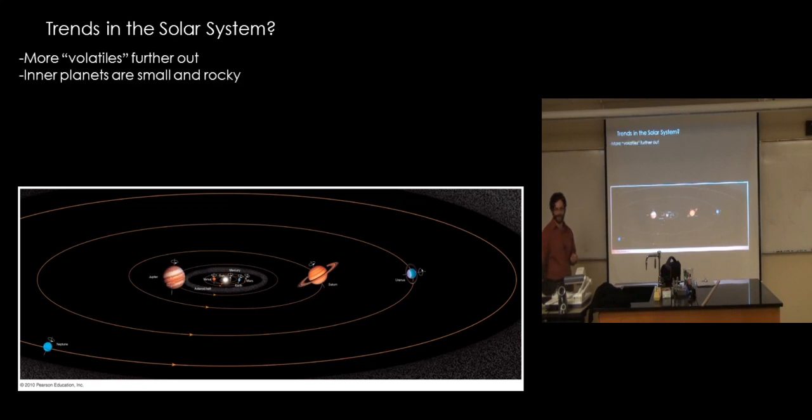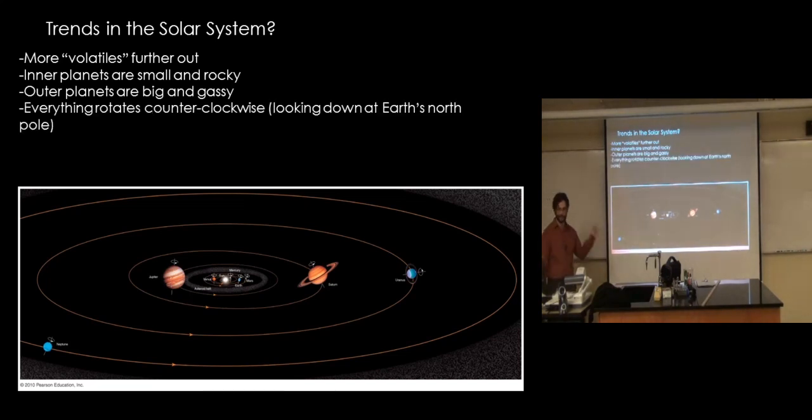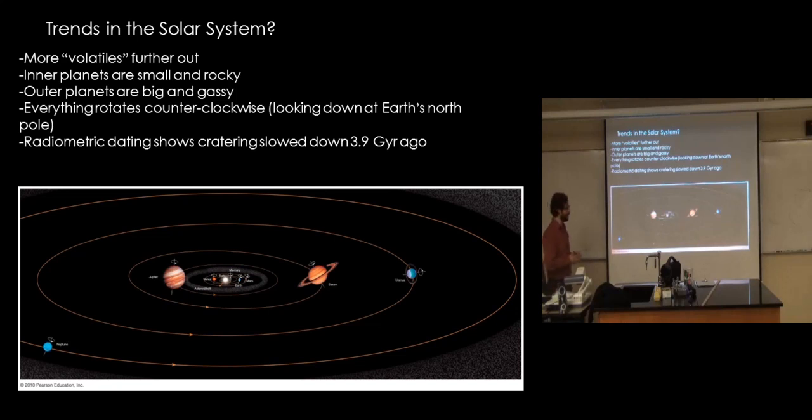Let's go: more volatiles further out. Inner planets small and rocky. Outer planets big and gassy. Everything rotates counterclockwise around the sun, looking down from Earth's North Pole. And then I'll throw something else in there that we didn't really talk about explicitly but was kind of important, is that now that you're kind of keyed in to think about impacts, every time you look at the moon, it should like stand there in haunting terror because it's the living history of a lot of impacts.